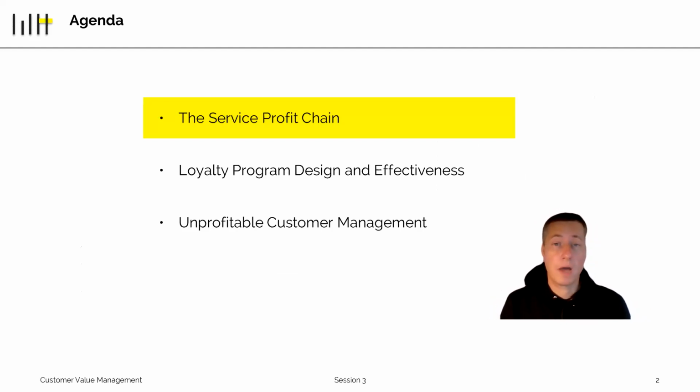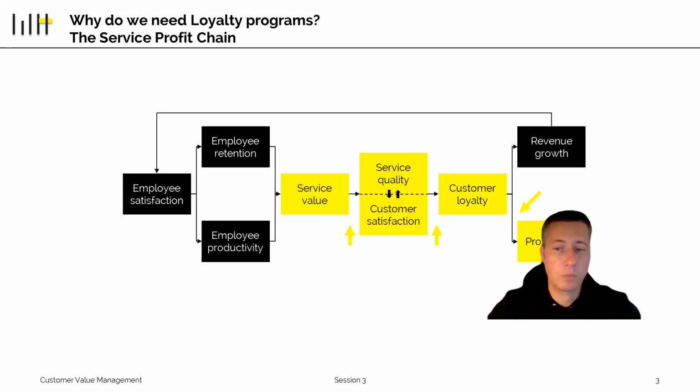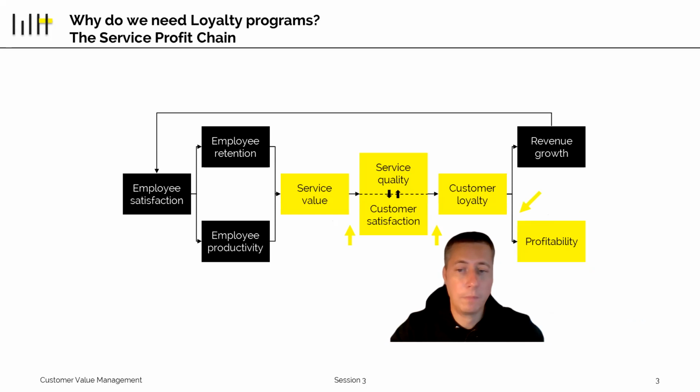But before we talk about any of this, I want to talk about something that is called the service profit chain. And the service profit chain is a conceptual framework that explains how service companies become profitable. And I want to use this framework in order to justify why we need something like a loyalty program in the first place. So what is the service profit chain? Well, the service profit chain is conceptually relatively easy.